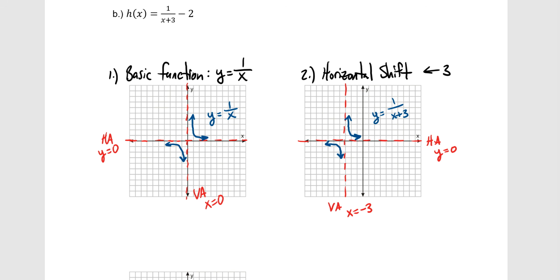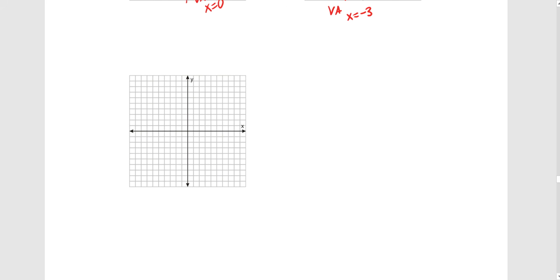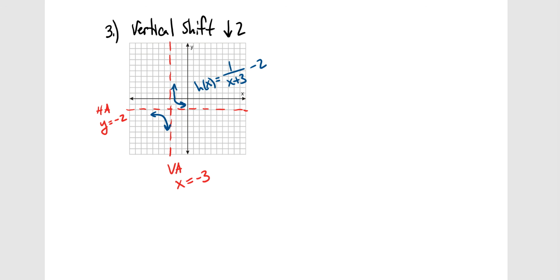And lastly, there's no stretching or shrinking, no reflection, but there's this vertical shift minus 2. So we're going to move everything down 2 units for this last one. So the final version of the graph will look like this after that vertical shift. And notice the horizontal asymptote got moved down 2, so it's now at y equals negative 2.